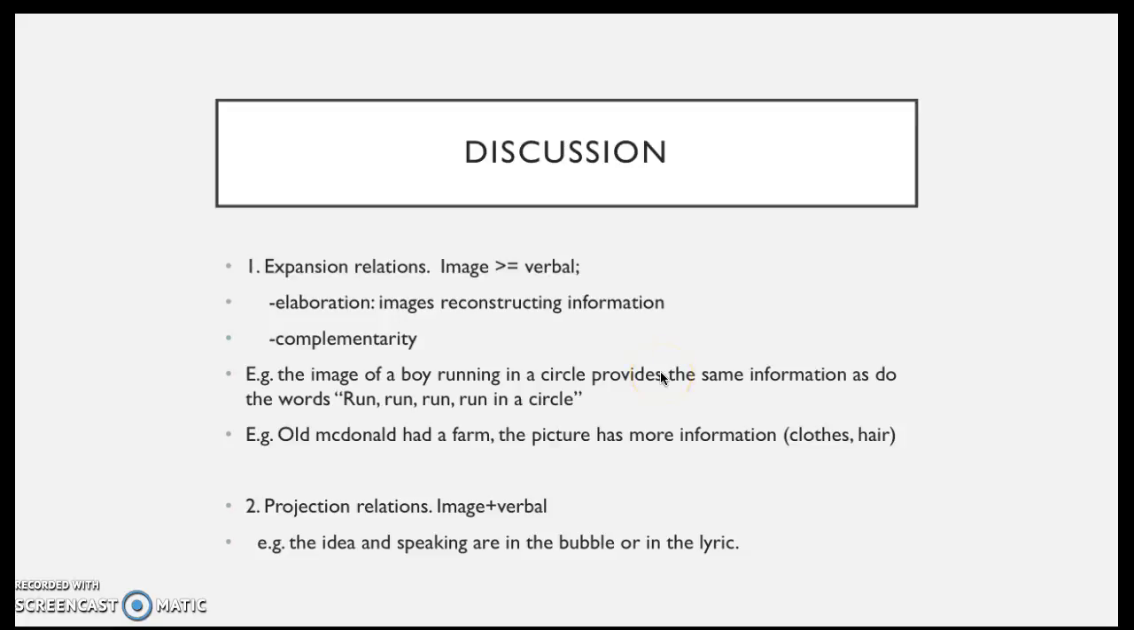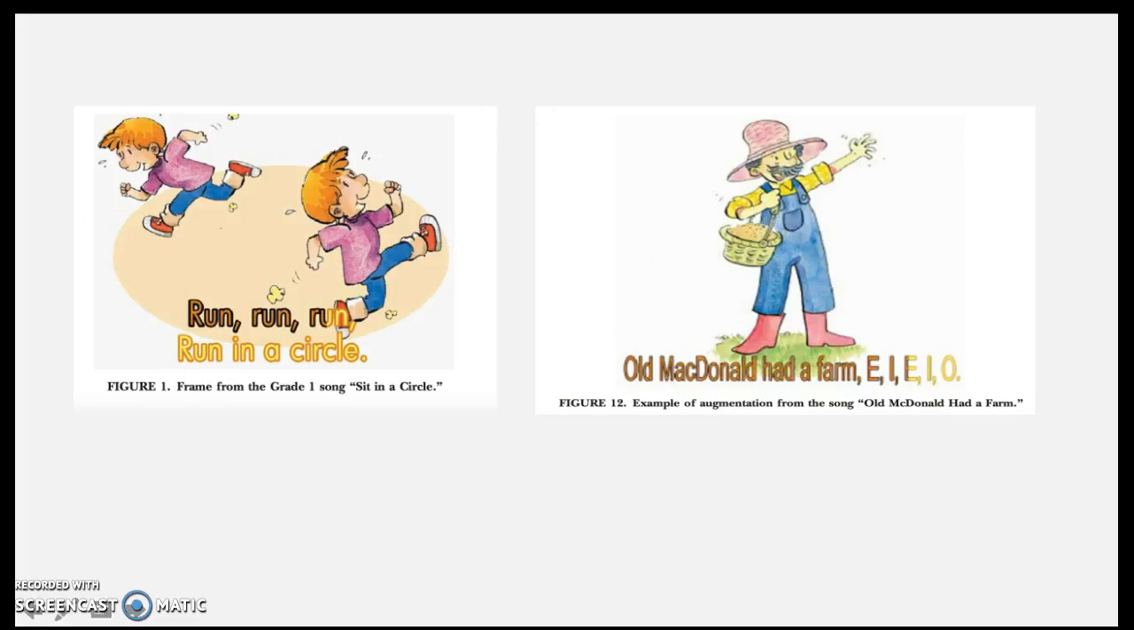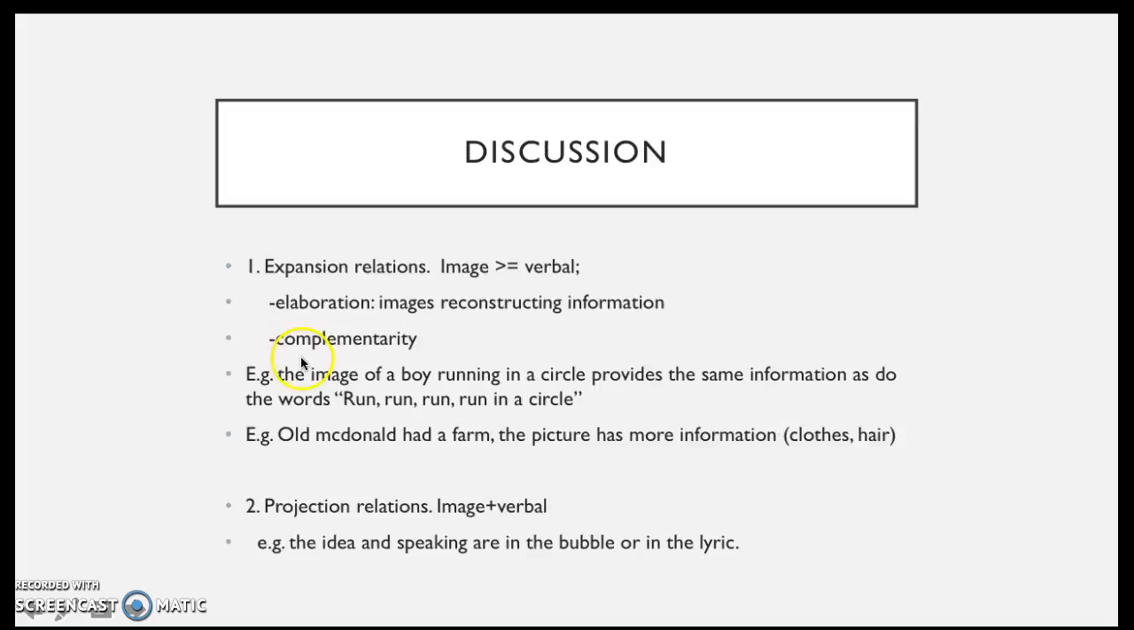For example, the image of a boy running in a circle provides the same information as the lyrics provide. And the next one, complementarity, means the image construes meaning, that is, it introduces new information of significance to vocabulary learning. So, for example, "Old MacDonald had a farm." The picture has more information than the verbal provides.